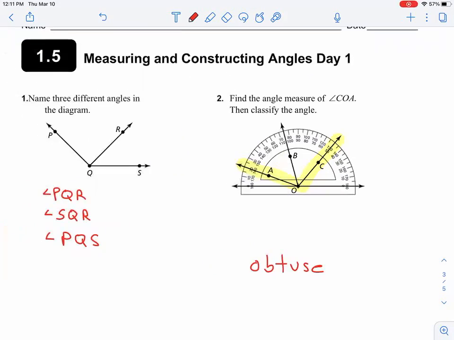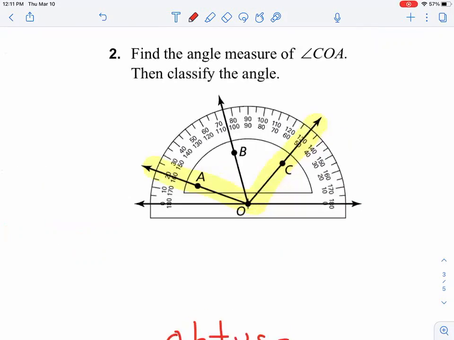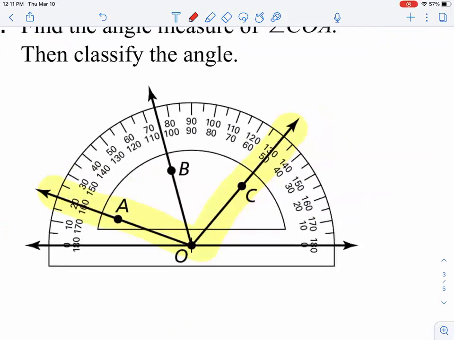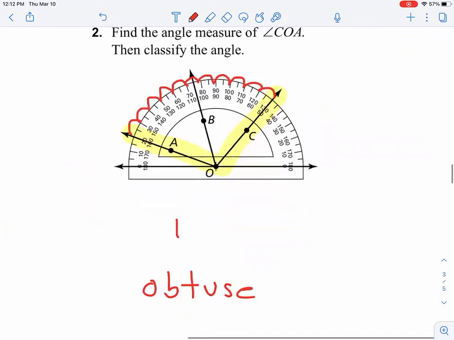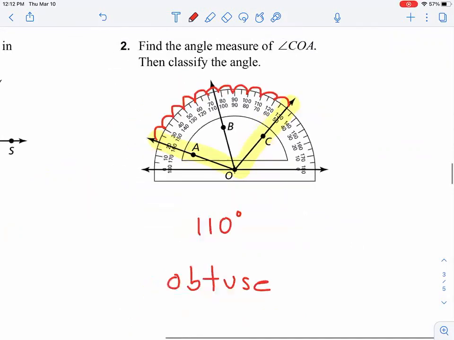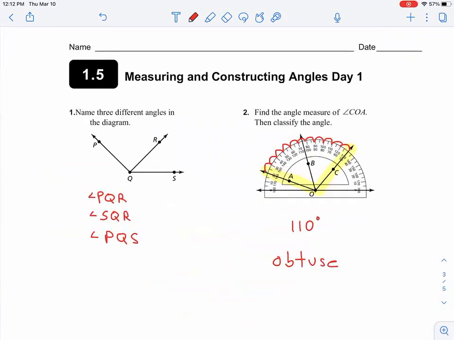Now I want to figure out what the actual measure is. I can see this is 20, so I'm just going to count. That's 10, 20, 30, 40, 50, 60, 70, 80, 90, 100, 110 degrees. So it is 110 degrees, which makes sense. It's obtuse, right? More than 90. Any questions?